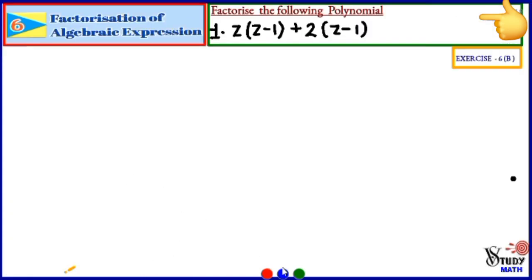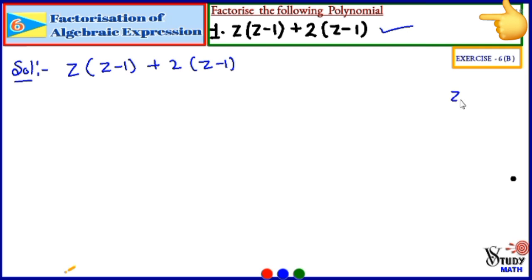So here is question number 1 on your screen. Question number 1 is given here. So let's solve this question. We have z(z - 1) + 2(z - 1). So z - 1 is a binomial algebraic expression.